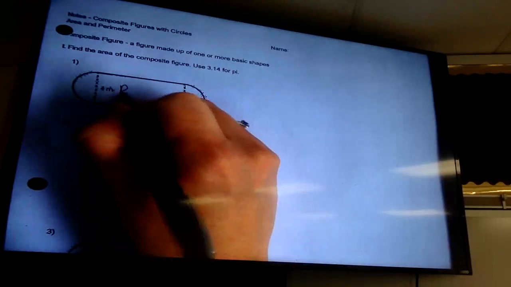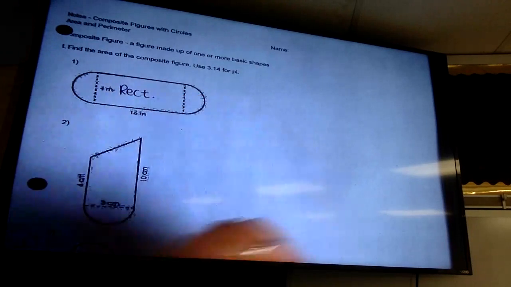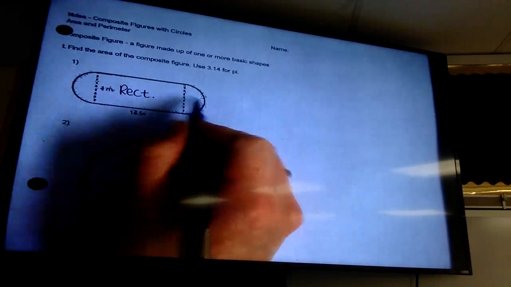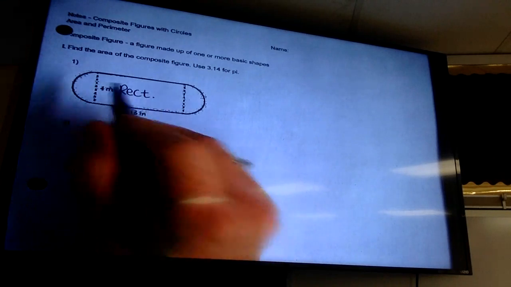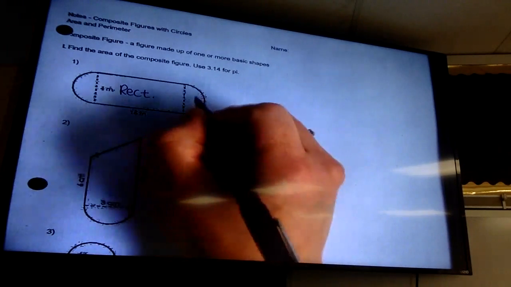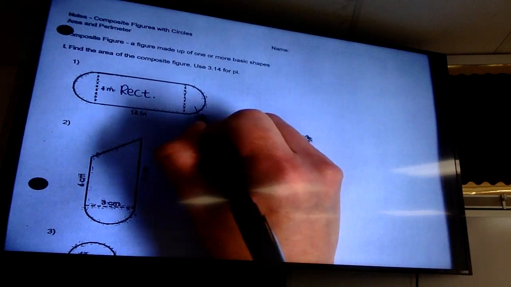I see a rectangle. And then I see two identical semicircles. And I know that the two semicircles would form one circle. So I'm going to say a circle.